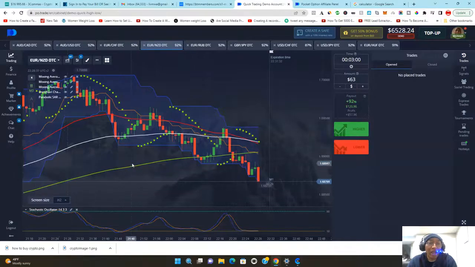Then we have the moving average, EMA 200, and of course the Donchian channel. I also have these other moving averages here, the 50 and the 100. Then we also have the parabolic SAR, with default settings. Now when the stochastic is down here, it means the market has gone down, oversold.